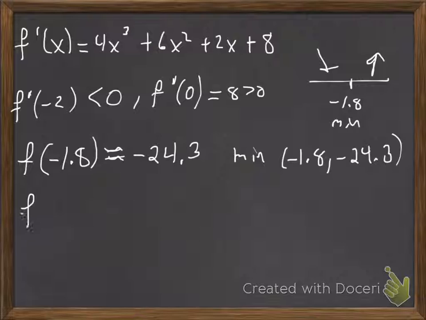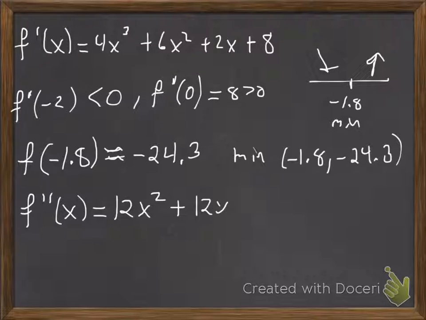Okay, now we're going to go ahead and take the second derivative of our polynomial, and we're going to look at concavity. So we get 12x squared plus 12x plus 2.